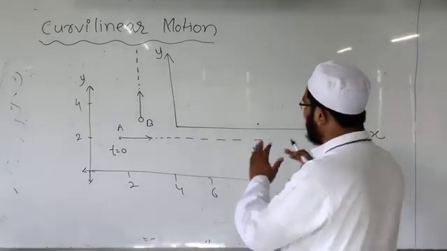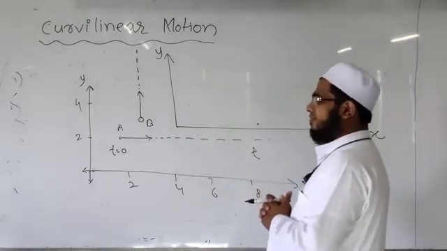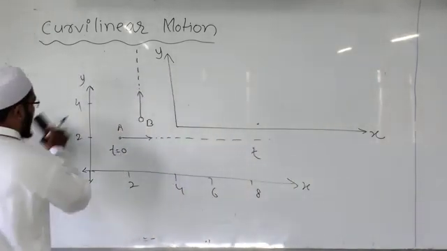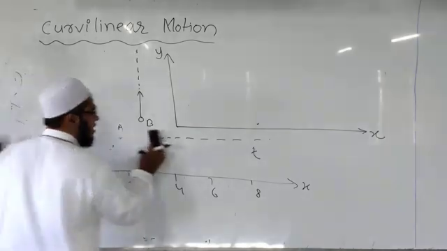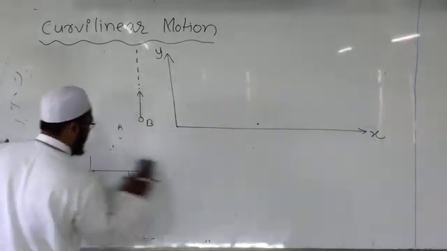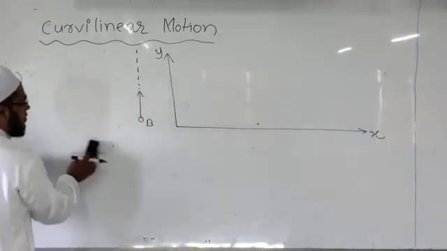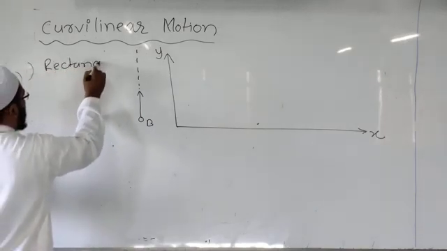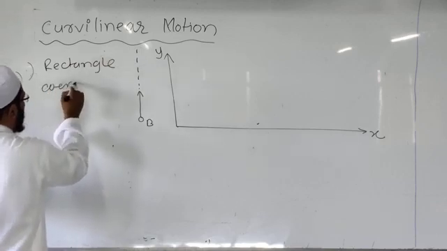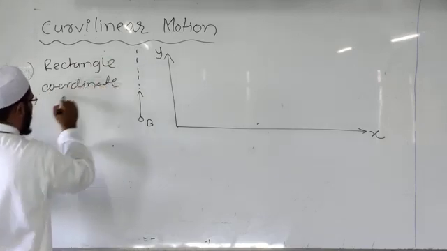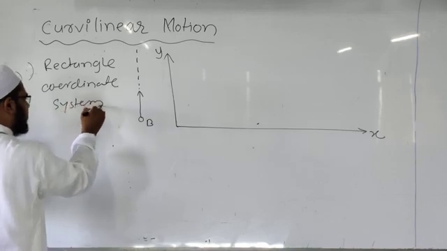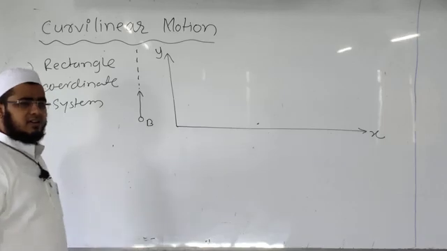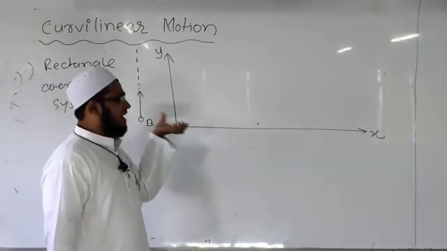So to describe the curvilinear motion, there are coordinate systems. We will see first the first coordinate system, which is called the rectangular coordinate system. This system is very simple, as it is composed of our general coordinate system X and Y.